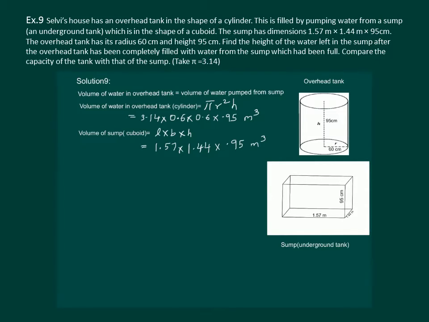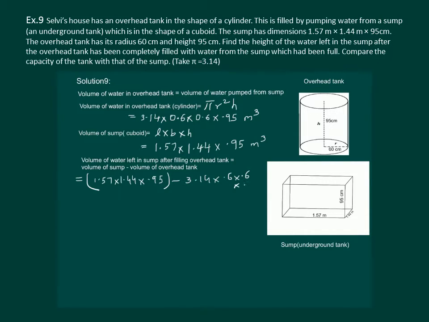Now the volume of water left in the sump after filling this overhead tank will be volume of the sump minus volume of the water in the overhead tank. Let us substitute the values. Volume of sump is 1.57 into 1.44 into 0.95 minus volume of the overhead tank is 3.14 into 0.6 into 0.6 into 0.95.